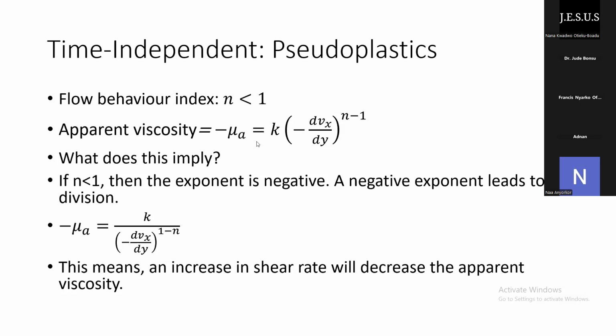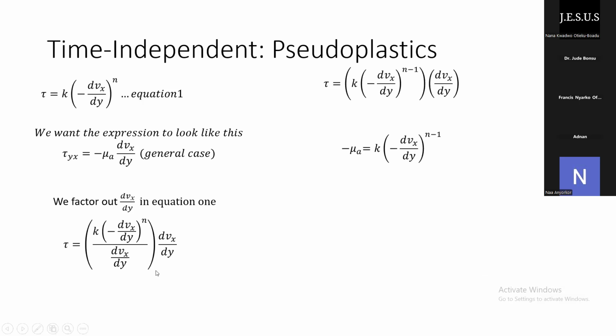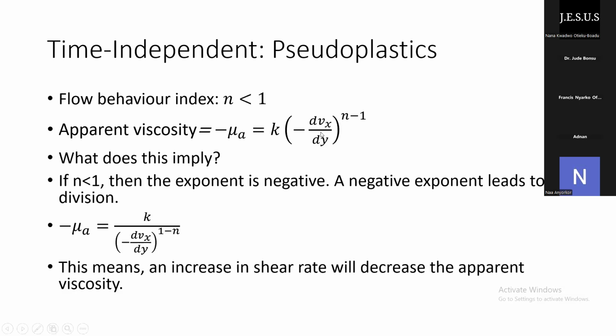exponent here will be negative because we said that with the pseudoplastic, our n is supposed to be less than 1. So if our n is less than 1, and we have our apparent viscosity being equal to k multiplying this expression, our shear rate with exponent n minus 1, and our n is less than 1, that means we are going to get a negative. So what does this negative imply?